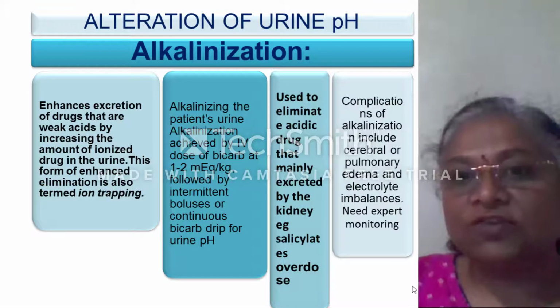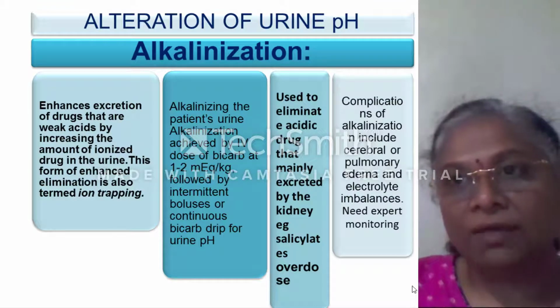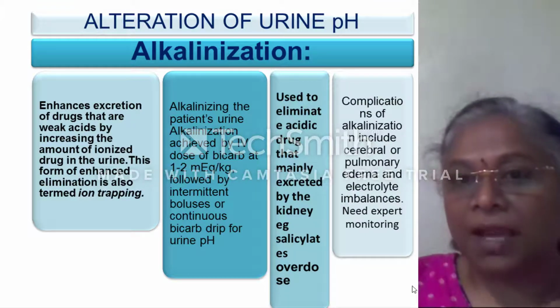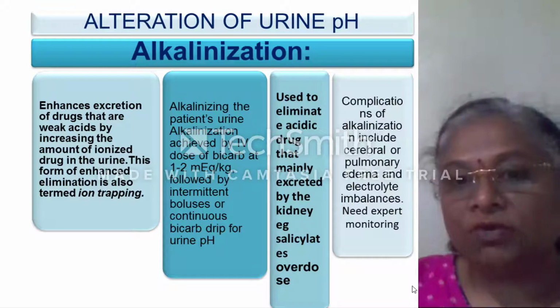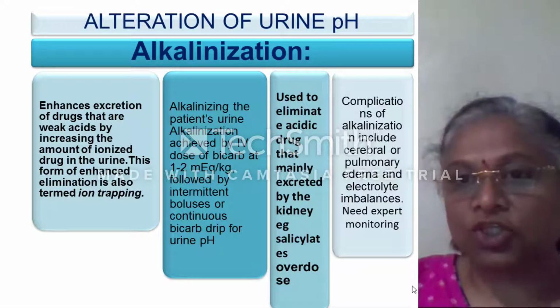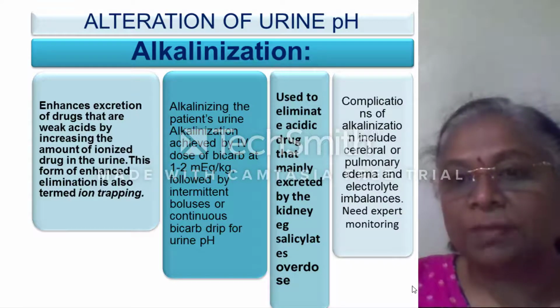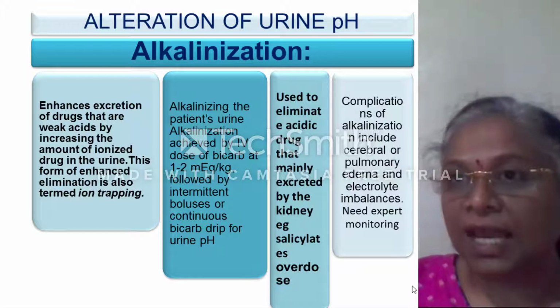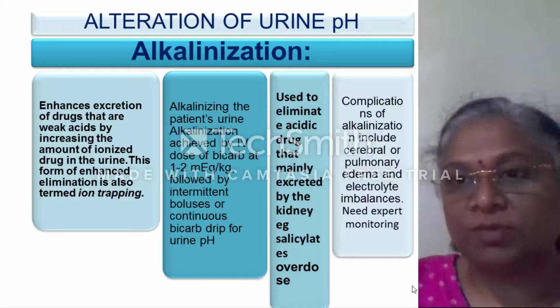Alkalinizing the patient's urine is achieved by giving an intravenous dose of bicarb at 1 to 2 milliequivalent per kg, followed by intermittent bolus or continuous bicarb drip for alkalinizing the urinary pH. It is used for elimination of acidic drugs which are usually excreted through the kidney, like salicylate if there is an overdose of salicylate.